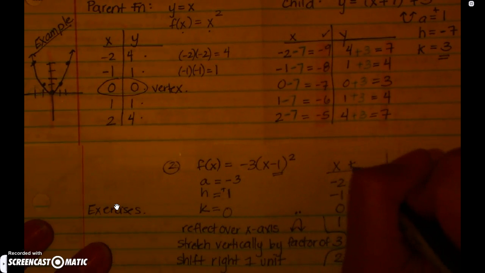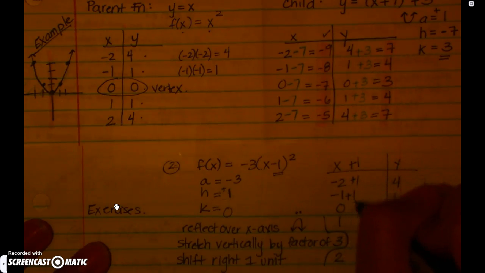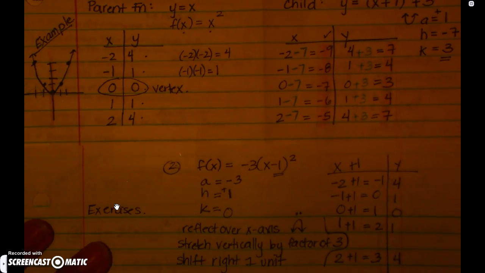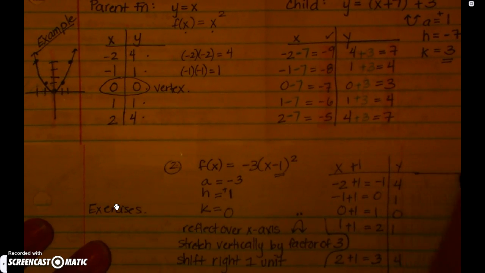So the first thing we're going to do is add 1 to each of my x values from the parent. Negative 2 plus 1 is negative 1. Negative 1 plus 1 is 0. 0 plus 1 is 1. 1 plus 1 is 2. 2 plus 1 is 3. On the y values, I'm going to multiply each of my y values from the parent function times negative 3. I apologize for it being orange. 4 times negative 3 is negative 12. 1 times negative 3 is negative 3. 0 times anything is always 0. And then my y values end up repeating.